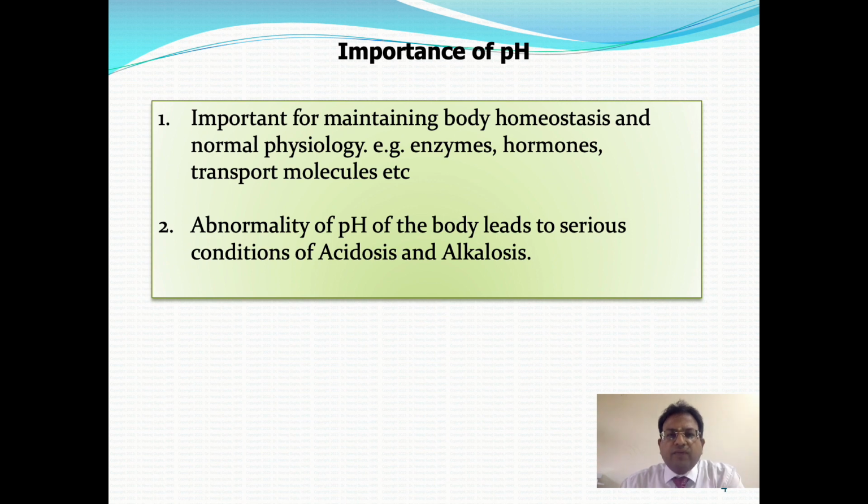Now, before we begin further, first let us understand the importance of maintaining the pH in the body. Maintaining the pH balance is very important because it helps in the optimum functioning of the various biomolecules like enzymes, hormones, transport molecules, etc. Abnormality of pH in the body leads to conditions with serious health consequences like acidosis and alkalosis, which, if not treated in time, can be fatal.